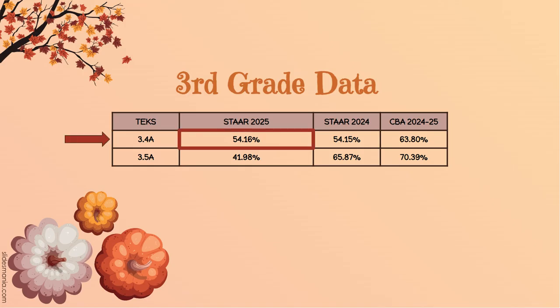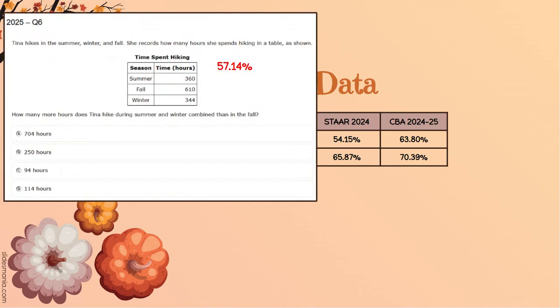All right, so 3-4A, you'll see on STAR, 54% of our kids got it right. There were 2 questions. Let's take a look at them. The first one said, Tina hikes in the summer, winter, and fall. She records how many hours she spends hiking in the table as shown. How many more hours does Tina hike during the summer and winter combined than in the fall?